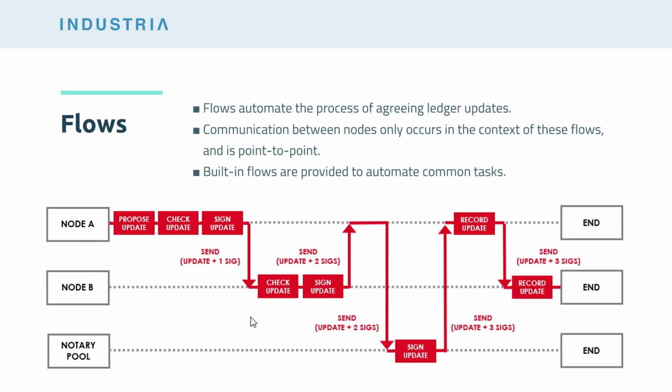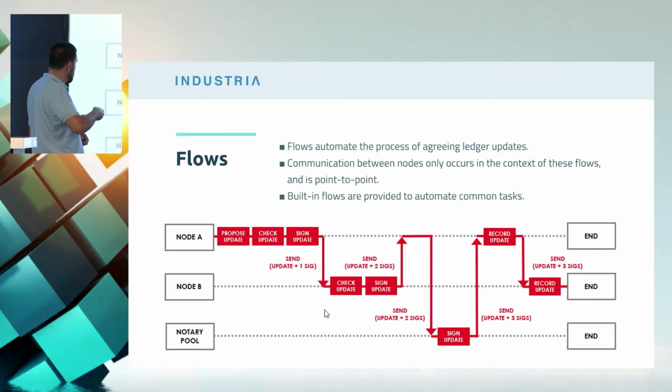Okay. And the transactions are created through flows. Flows are a very interesting feature of Corda. They're used to automate the process of agreeing ledger updates. They're the only way the nodes can communicate with each other. This is the logic of one flow executed on one node. This is the logic of another flow executed on the second node. And this is the logic executed in the notary pool.